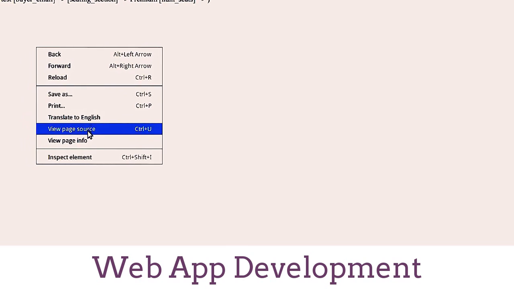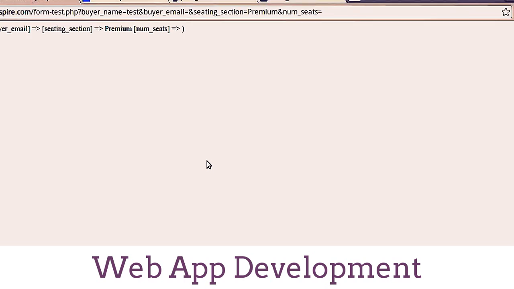This time it does not say file not found. It actually shows you every part of what you had submitted. Buyer name is test, buyer email is nothing, seating section is premium, sorry, and number of seats is nothing. Only problem is, this is not how I really wanted to see it. If I do view source, this is how I really wanted to see it, but it didn't show up like that. Why? Because when the PHP page returned the text, the browser interpreted that text as HTML, and as you know, in HTML, new lines don't actually break the line.